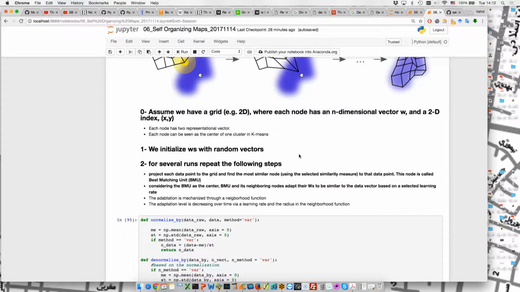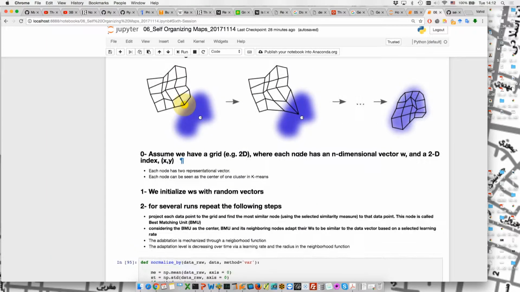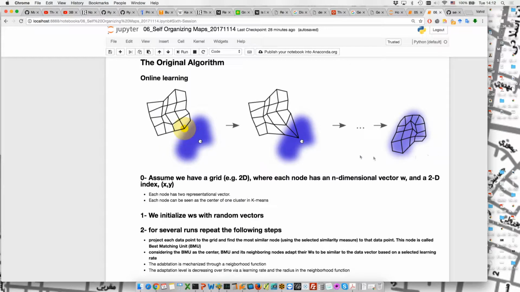But there are different interpretations. The algorithm for this process is very simple. Let me tell you again if it's confusing. I don't know if it's confusing or not.